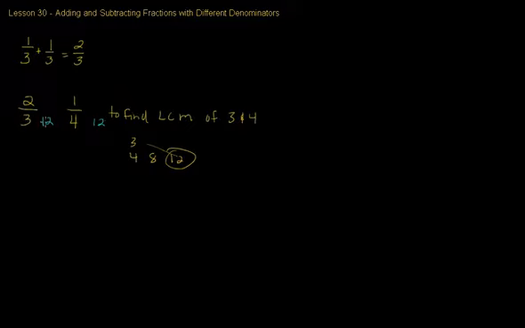Now, 3 times what would give us 12? 3 times 4 would give us 12. So we have to multiply the top by the same number, by 4. Multiply the top and bottom by 4. Now here, what do we have to multiply 4 by to get 12? 3. So we have to multiply this by 3. Okay, so to get an equivalent fraction, we have to multiply the top and bottom by the same number. So find the LCM, right, and then figure out what you need to multiply to get to it.